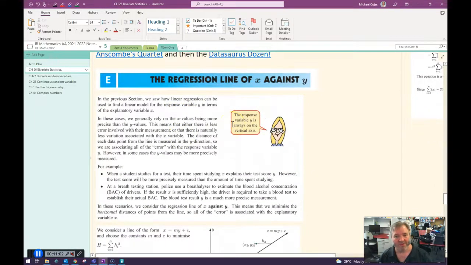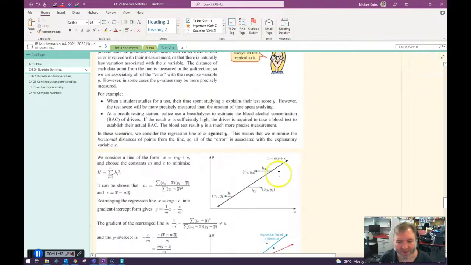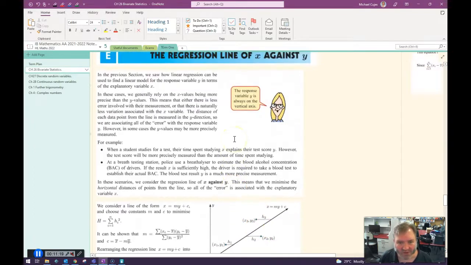Interesting one that we probably haven't done before, the regression line of x against y. Usually we do y against x. We find y equals. Why would we want to find x equals something in terms of y? This is really interesting. What we're looking at is minimizing the horizontal distances rather than the vertical distances. When would we do this? Well, we do it when the precision in our measurement of the y values is more accurate than our precision in the measurement of the x values.